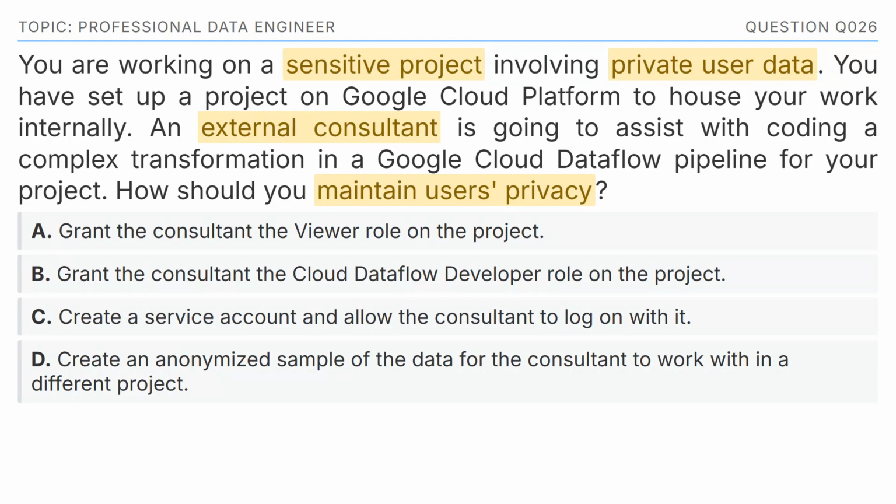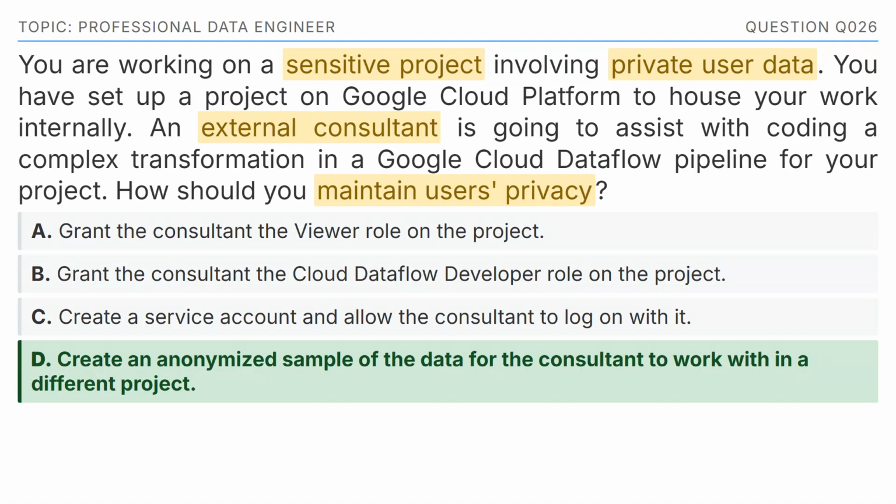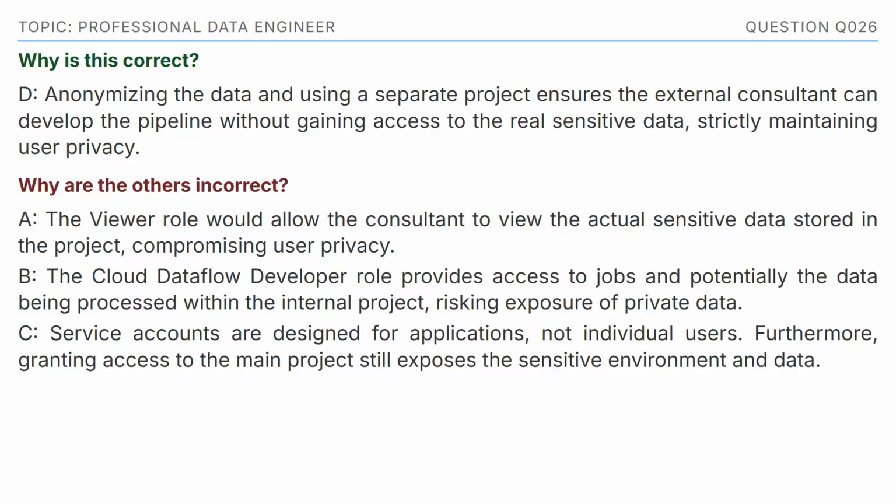To arrive at the correct answer, we focus on the keywords: sensitive project, private user data, external consultant, maintain users' privacy. The correct answer is option D. Create an anonymized sample of the data for the consultant to work with in a different project. Why is this correct? D. Anonymizing the data and using a separate project ensures the external consultant can develop the pipeline without gaining access to the real sensitive data, strictly maintaining user privacy.